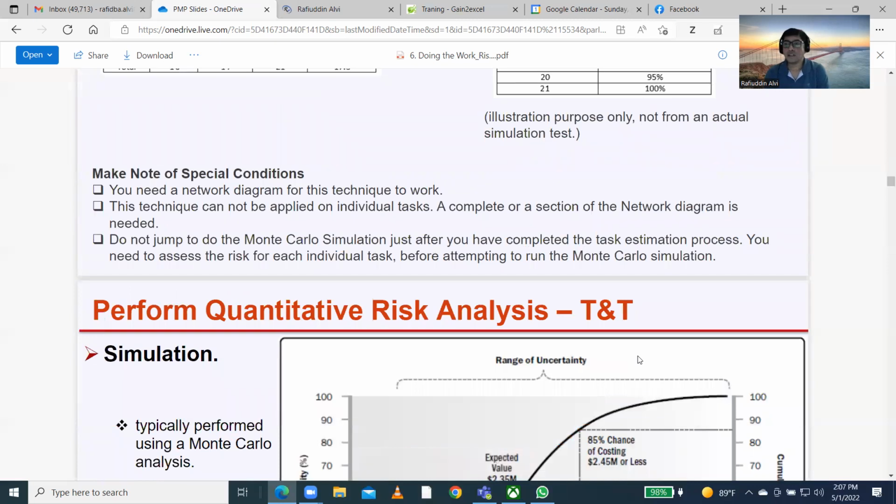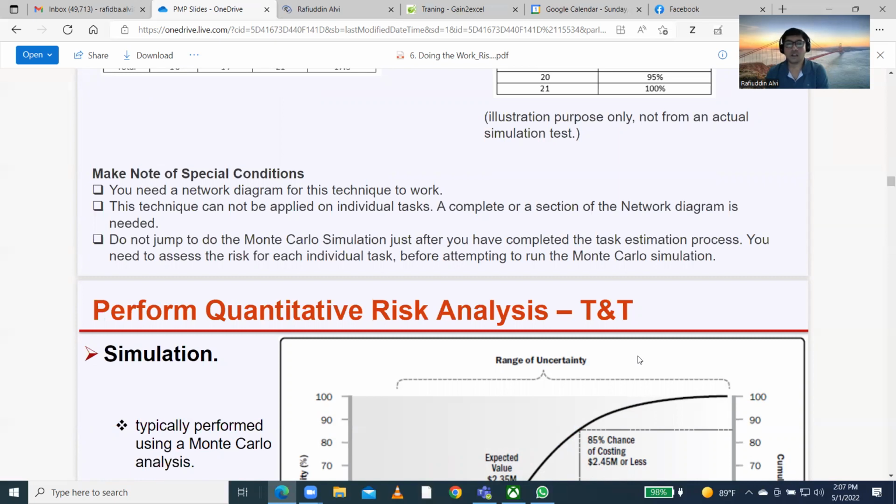Make note of special conditions. You need a network diagram for this technique to work. This technique cannot be applied on individual risk. A network diagram means a diagram where we calculate the critical path, and you can revise some cost management area slides, so you will come to know.